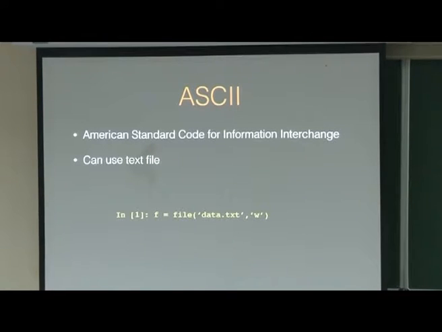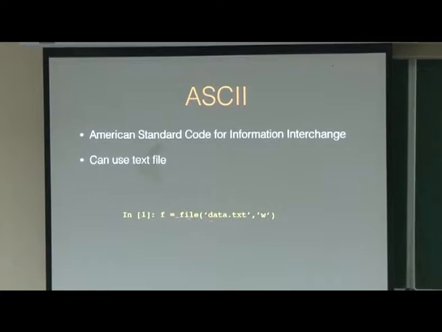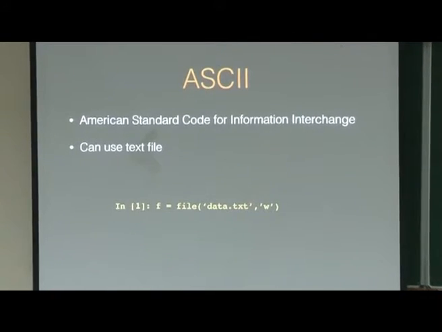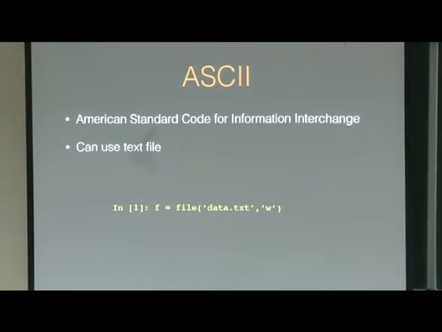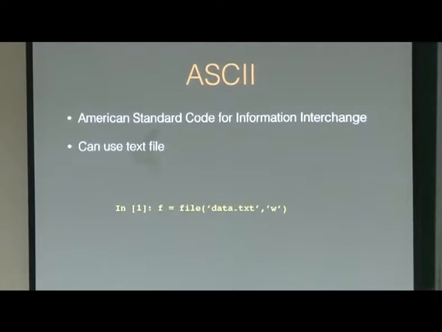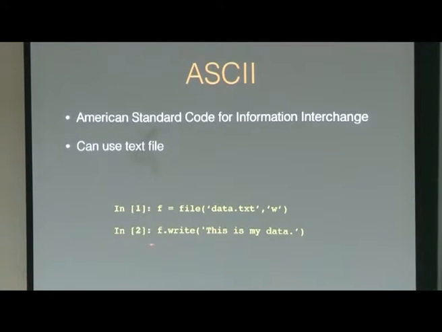For that you need to create an object f, using the function file. You keep the name data.txt, so the data will be saved in this file, and w stands for writing. The next line is f.write, and I have written "this is my data". This string will be written in that txt file, and next you just say f.close. This is the simplest example to write whatever you want.